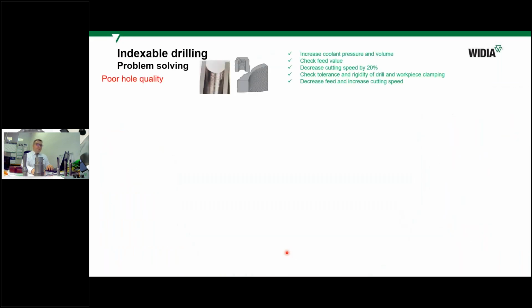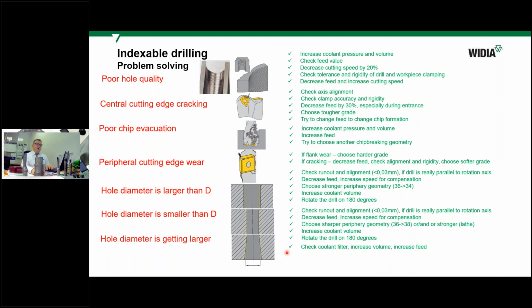So we are out of time. I will just show it. You can make screenshots if you want. So how to solve the problems that can appear with usage of different drills, but here in particular when you use indexable drills. And one of the questions I also see in the chat: can we mix the different geometries in different places? So a peripheral pocket and central pocket.